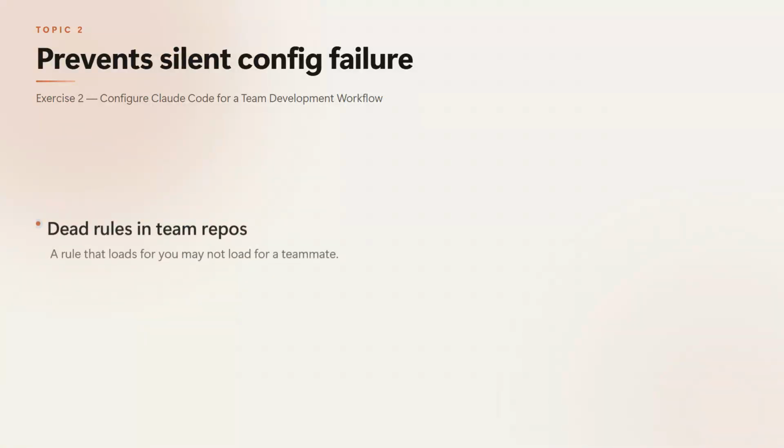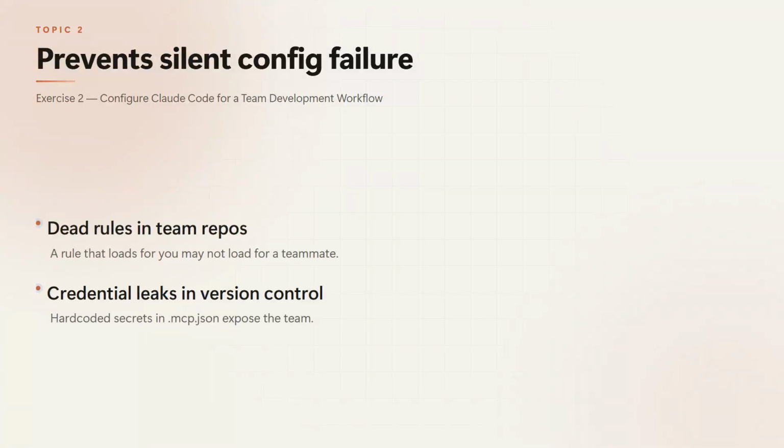Without verification, you ship dead configuration. A path rule you believe is active never fires because the glob is wrong or the file is in the wrong directory. A teammate clones the repo and your coding standards are missing, the AI behaves differently for them. Credentials committed to .mcp.json become a security incident. The cost is inconsistency, broken workflows, and leaked secrets. This exercise forces you to prove activation, not assume it.